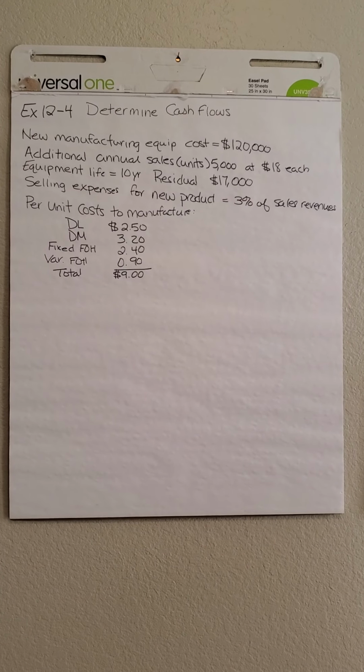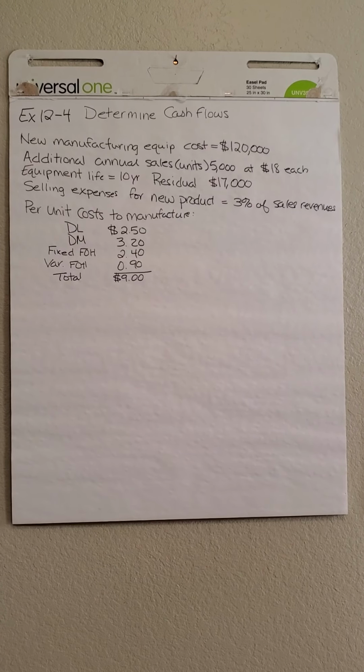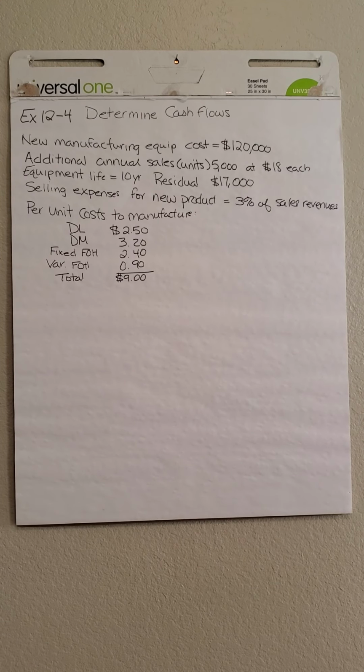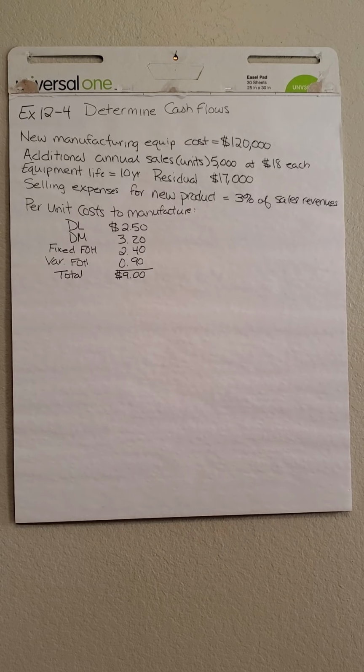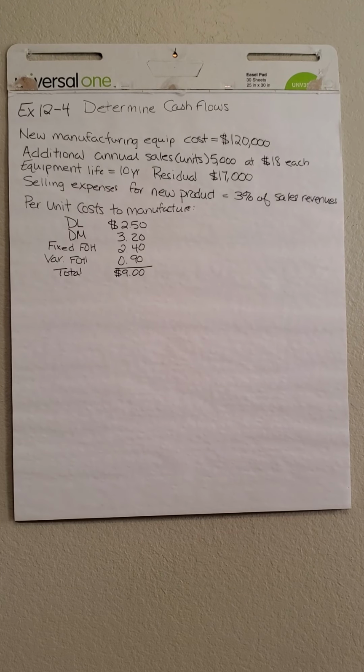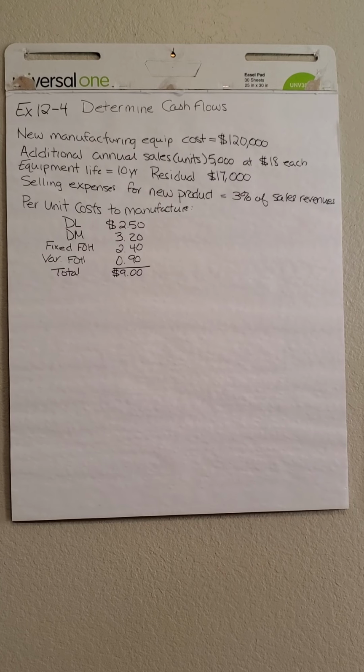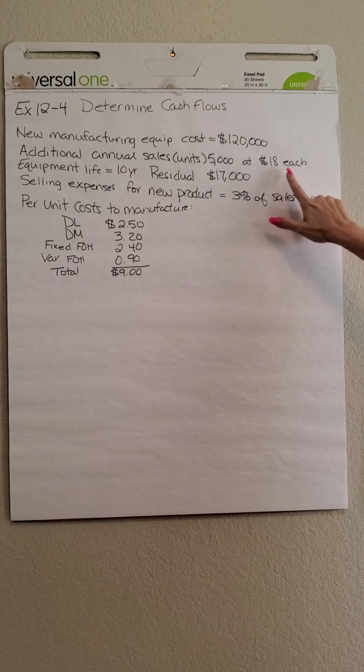Hi everyone, our next exercise is 12-4, and what we're going to do here is determine the cash flows from a specific investment. Natural Foods is planning to invest in new manufacturing equipment to make a new garden tool. The new garden tool is expected to generate additional annual sales of 5,000 units at $18 each, so I've got that there.